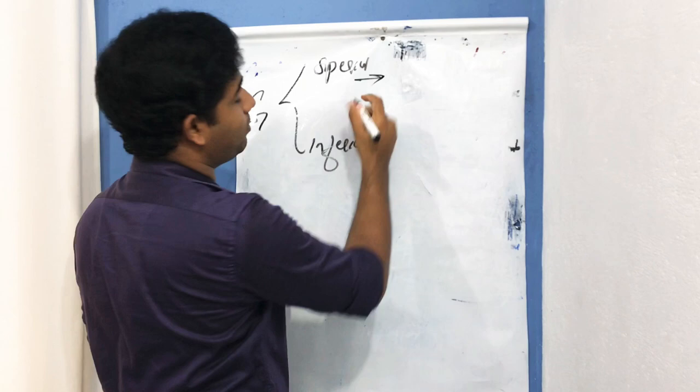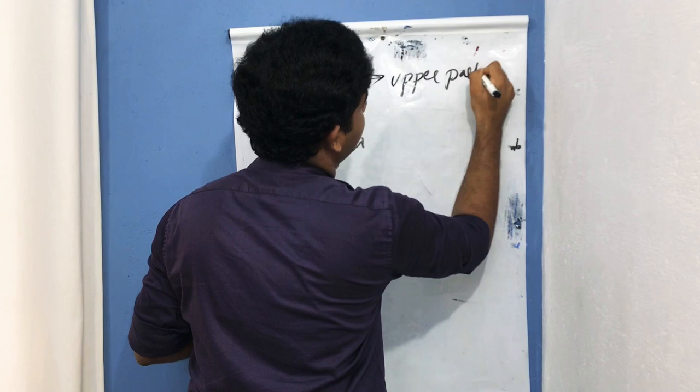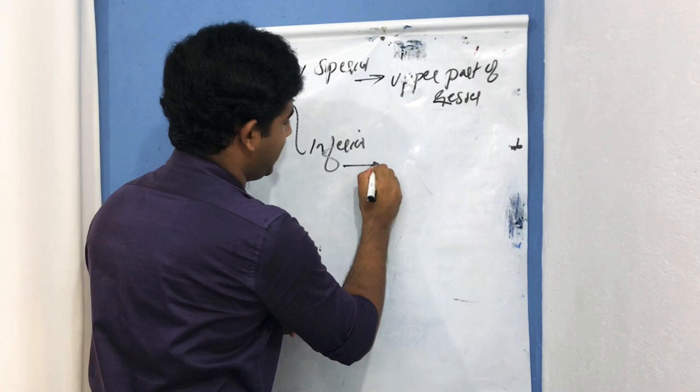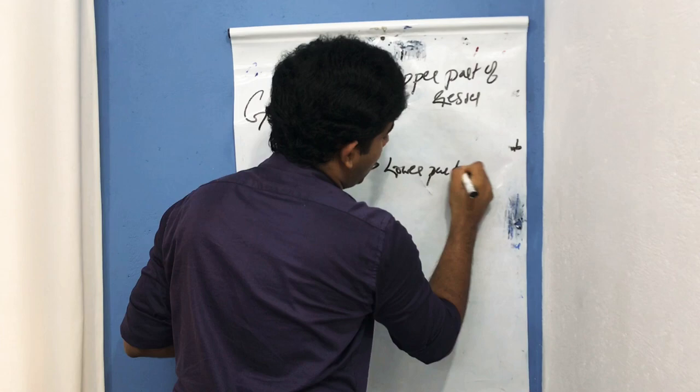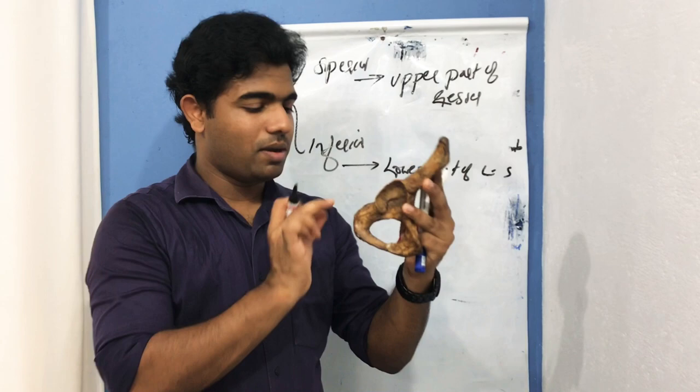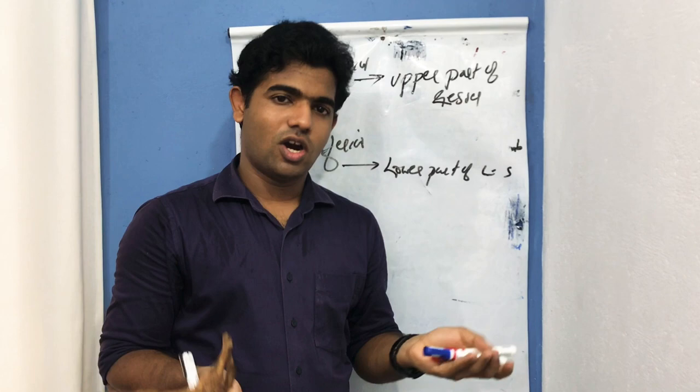Upper part of the lesser sciatic notch. Okay, inferior will be arising from the lower part. Very simple. Lower part of the lesser sciatic notch. Very good. Right. This is all simple. Just remember the lesser sciatic notch, the superior part from the upper part and the inferior from the lower part. That's it. All about the gemellus muscles.